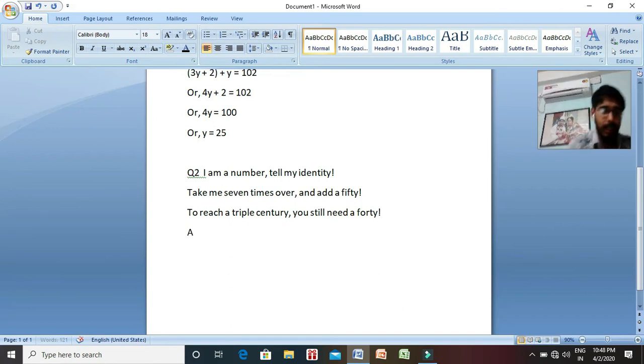So let us quickly write down the answer to this. The very first thing that we need to do is consider the unknown number, which we need to find out, as x or y, whatever. So let us suppose that the number is y. Okay, so we have considered the number to be y.